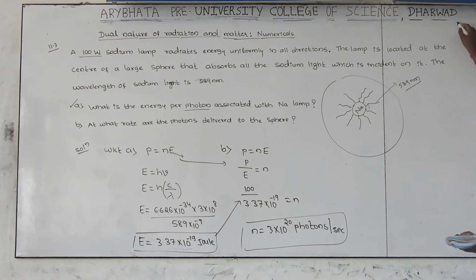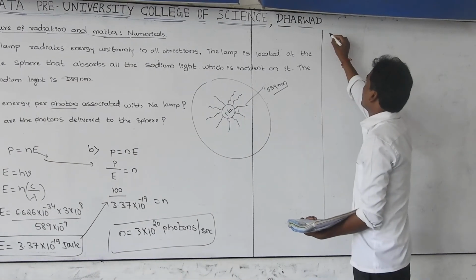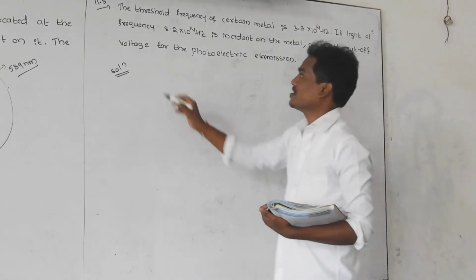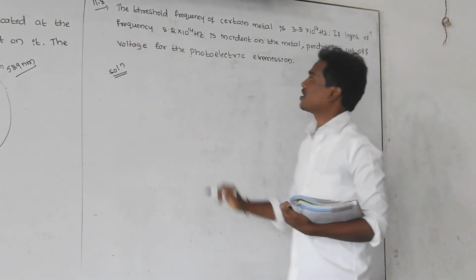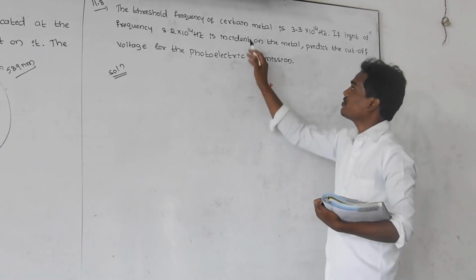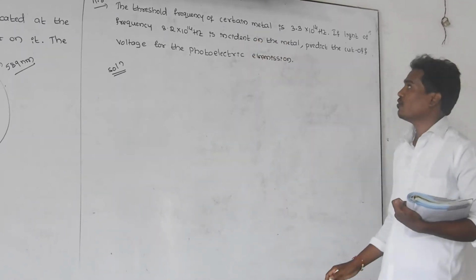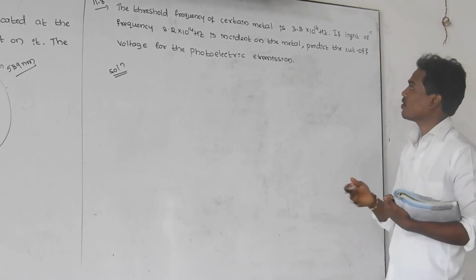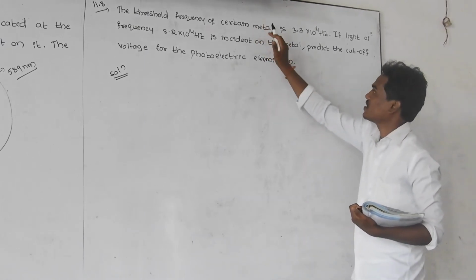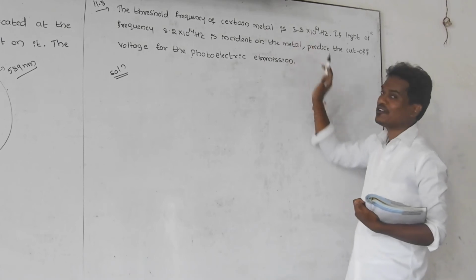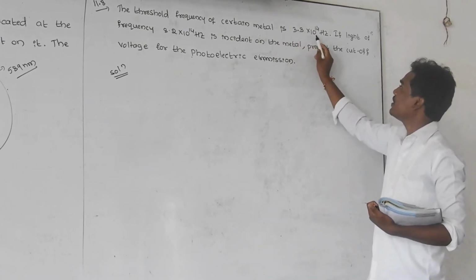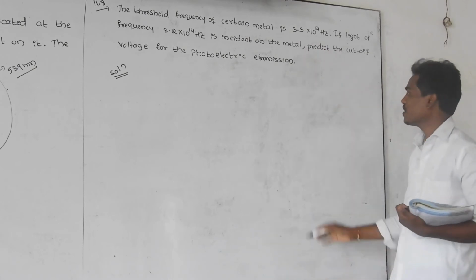And next, exercise number 11.8. This is exercise number 8. The question: the threshold frequency of a certain metal. We don't know which metal it is, whether it is cesium, platinum, silver, whatever. He has given generally a certain metal, but its value he has given, that is the threshold frequency 3.3 into 10 to the power 14 Hz. What is the meaning of that?